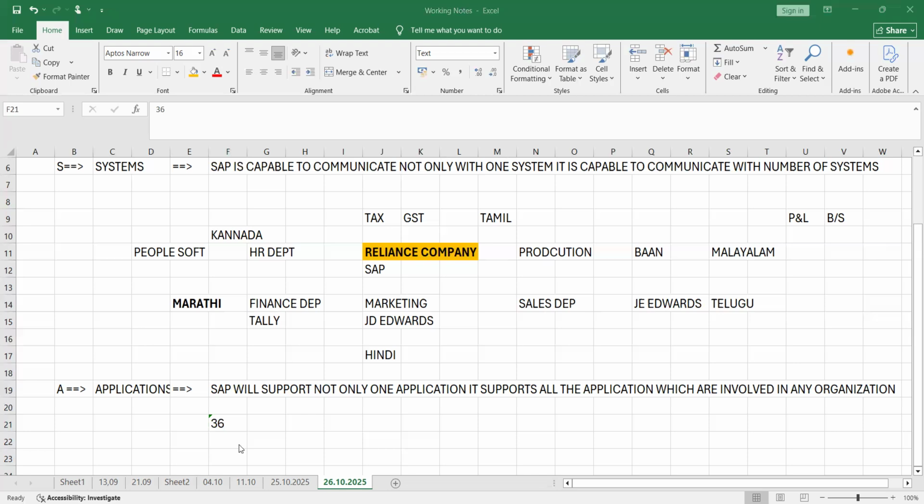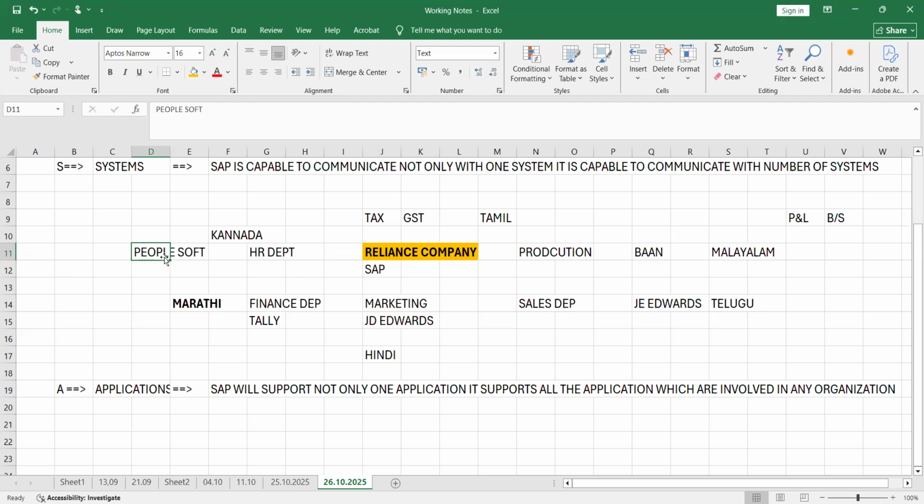Any questions here? Naveen asks: how many systems will communicate with SAP? Suppose PeopleSoft, BAN, Oracle, any system. Because SAP has a broader interface, any system it will support. That's the reason everything is now migrating to SAP.